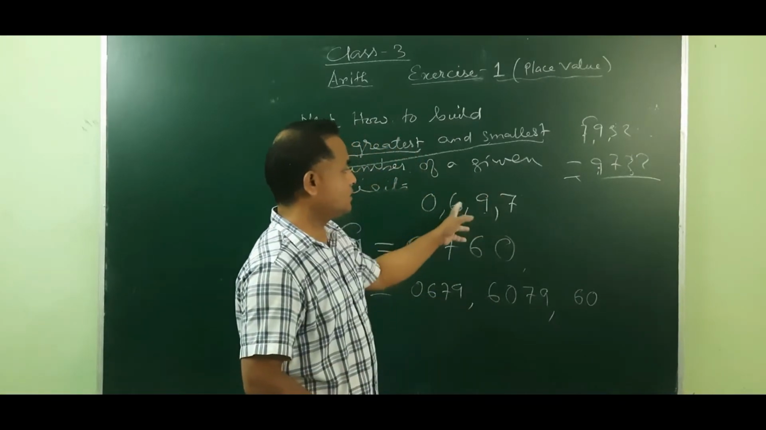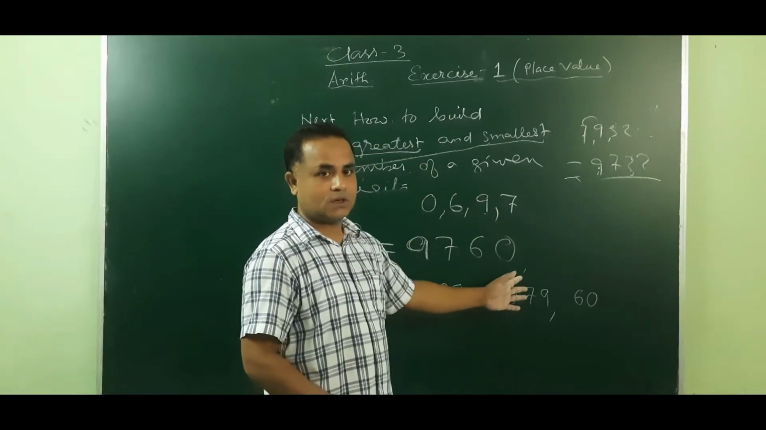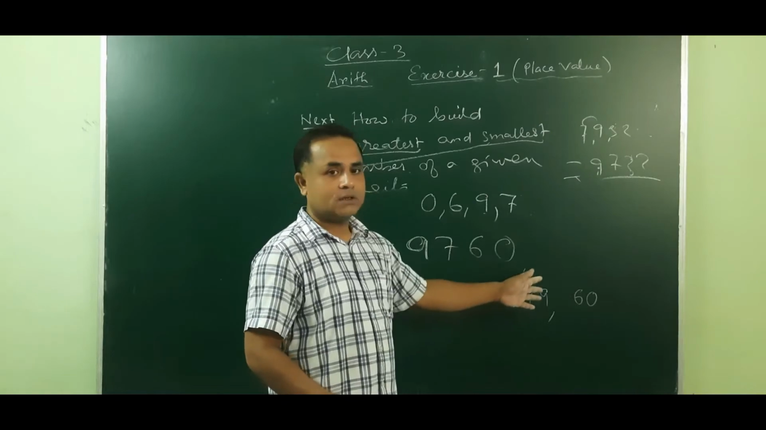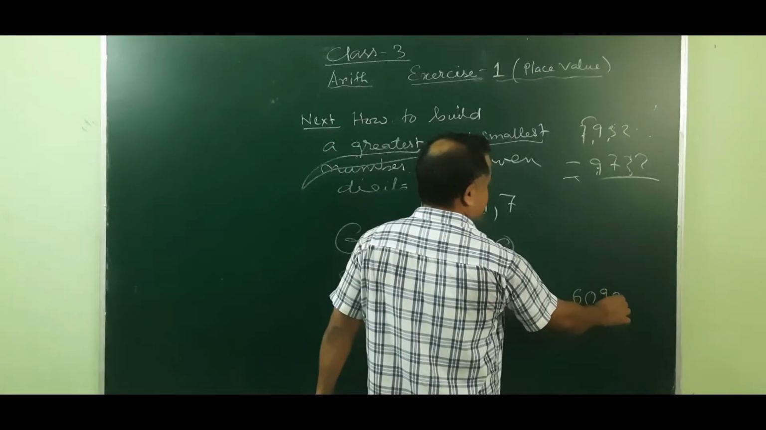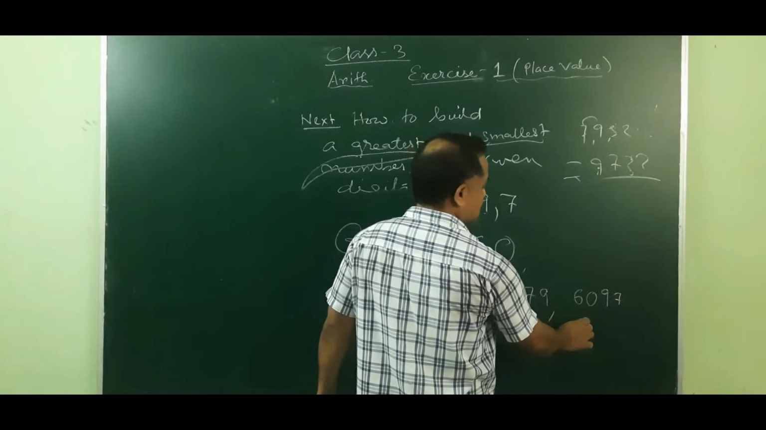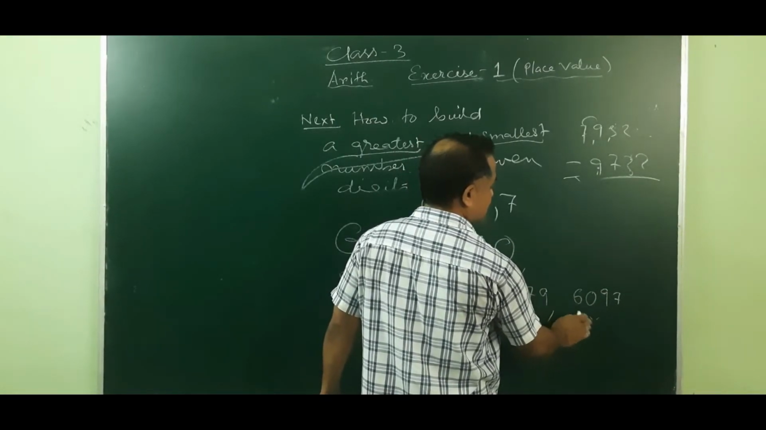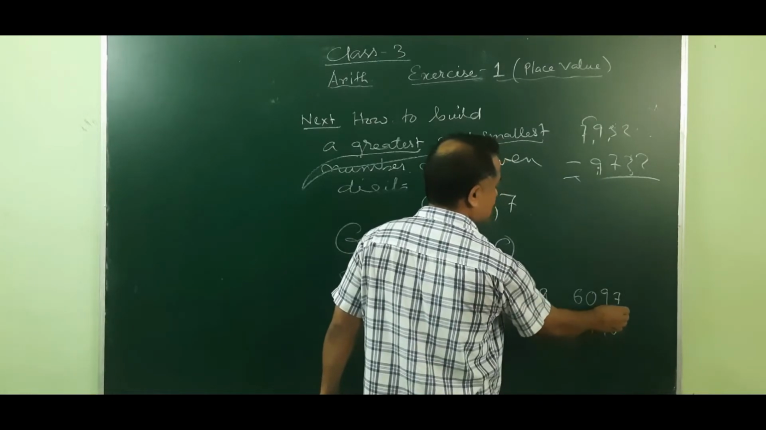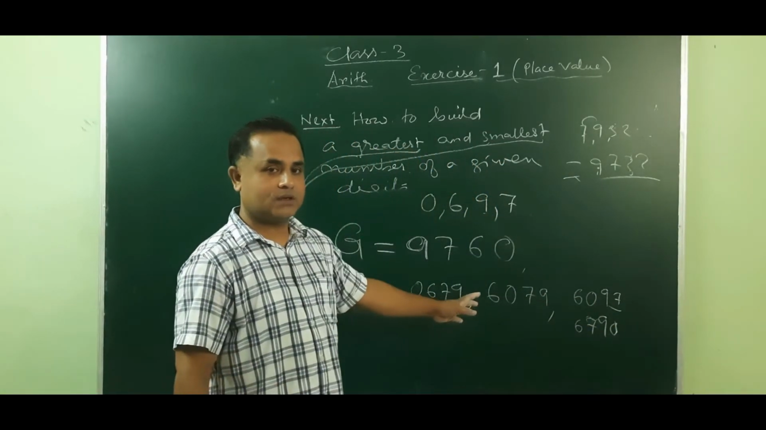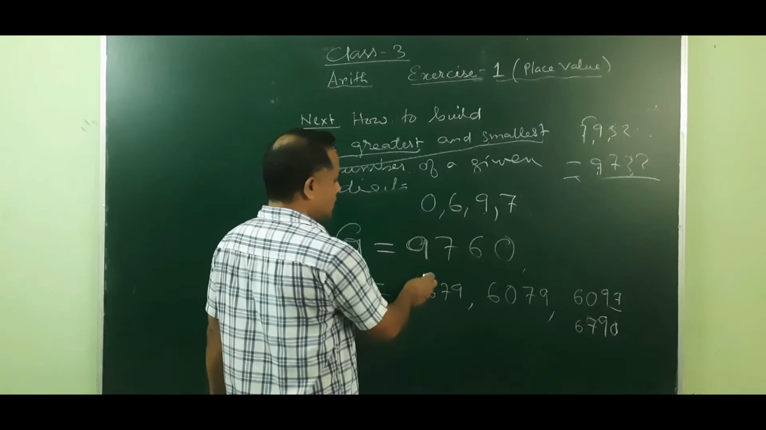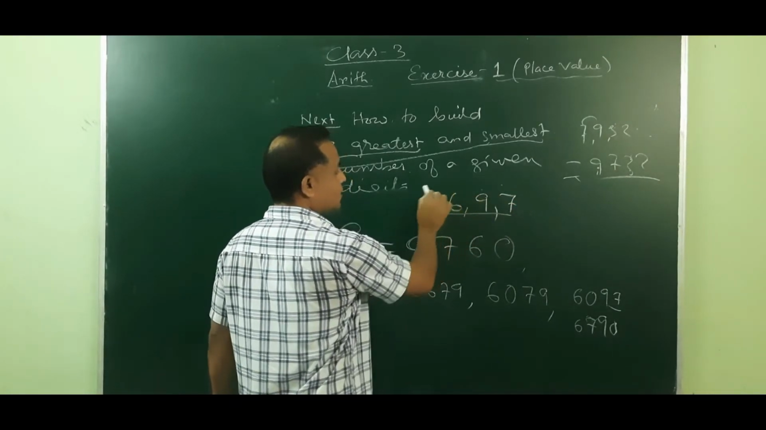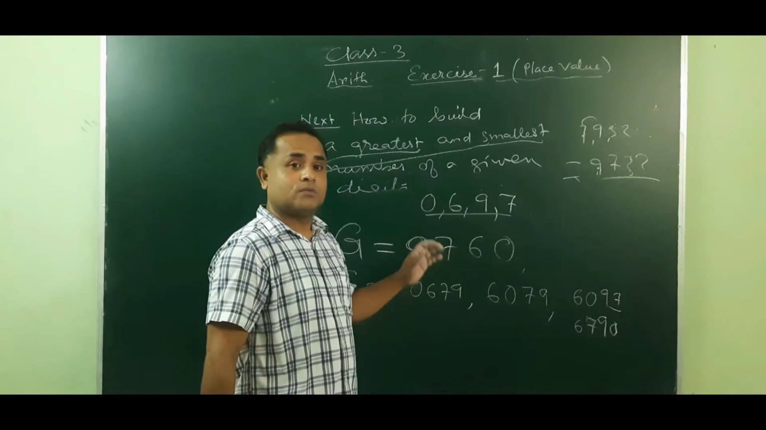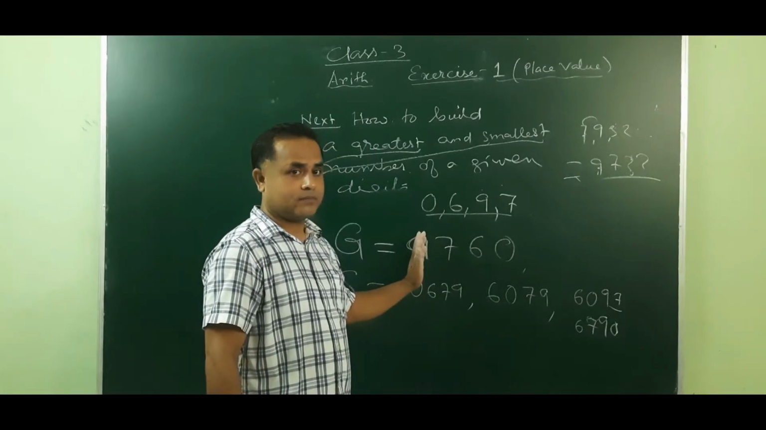We know that out of these 3 digits, 6 is the smallest. That is why we are heading with the 6, 9, 7, or 6, 9. So 6, 7, 9, 0. These are the chances, possibilities. So how many digits are there? 3 digits. That means 1, 10, 100, 1000. 1000 place should be filled up.